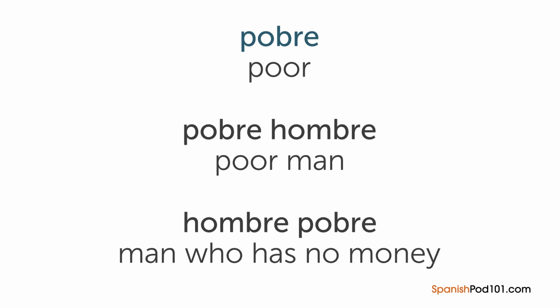Let's take the adjective pobre, meaning poor. If you put the word pobre before the noun man, which is hombre, then the speaker could be implying that the pobre hombre, poor man, is someone he or she pities or someone who deserves sympathy. However, if you switch them, the phrase becomes hombre pobre. This would quite literally mean a man who has no money.